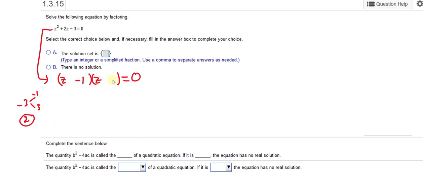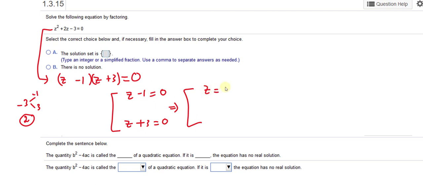So we need minus 1 and plus 3, because minus 1 times 3 is minus 3, and 3 plus minus 1 gives me plus 2, the middle term. So again, you can use the zero factor property. You set each of the terms to be 0 and solve for z. Add 1 on both sides, z equal 1. Subtracting 3 on both sides, z equal minus 3. So these are the two answers.